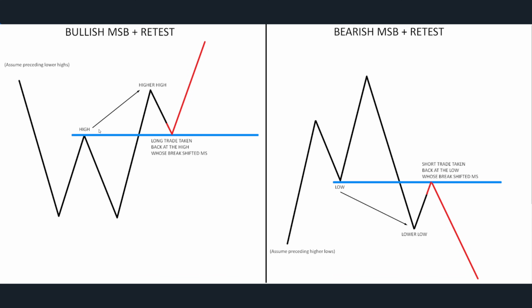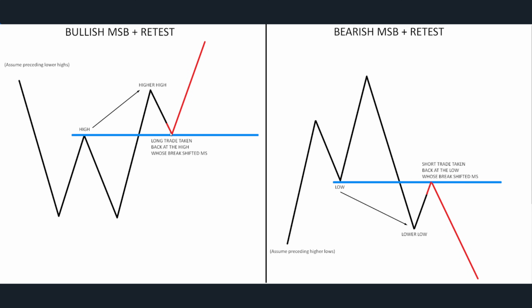We've identified it. Then on the trading side of things, we know that our first option for continuation is trading where market structure was broken. Where was it broken? It was this high, so it's the retest of that high where the long is taken. Just like it says, long trade taken back at the high, whose break shifted the market structure. So when you're up here, I'll ask you, so what's going on? You say market structure is broken. Why? Well, it made a high, it broke a high, made a higher high. Which high? This one. Well, that's it. That's the level for the trade.